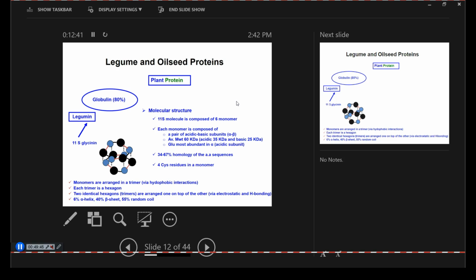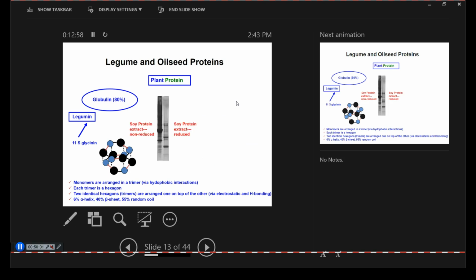You do have some secondary structure, but mostly you have random coil, so you have about 6% alpha helix, 40% beta sheet, and a lot of random coil as a secondary structure. So when we run the soy protein on an SDS gel, it will look really bad, like that. Lots of smearing because it's a large molecule, so you won't be able to see the individual subunits.